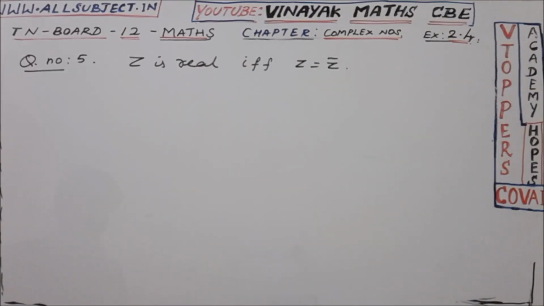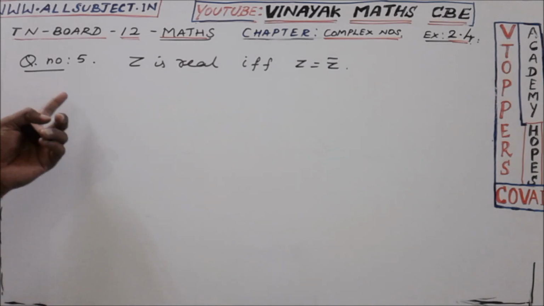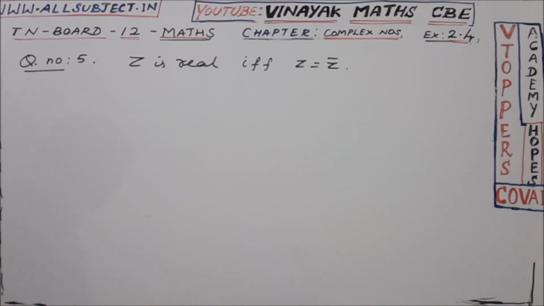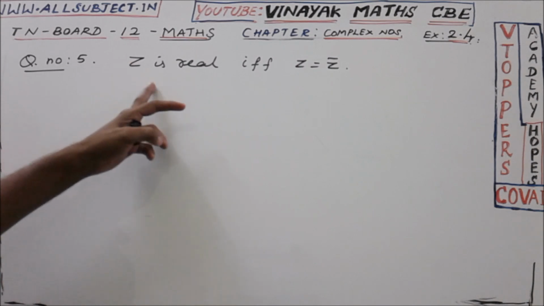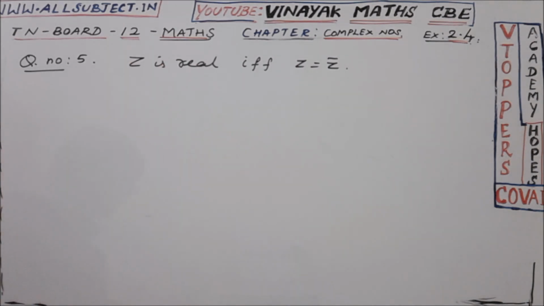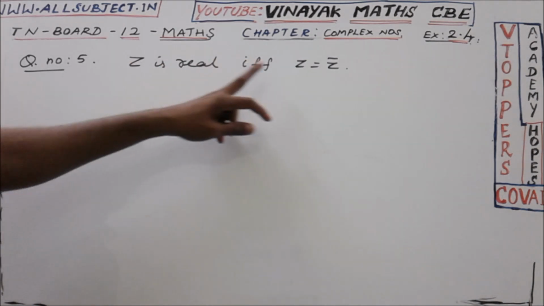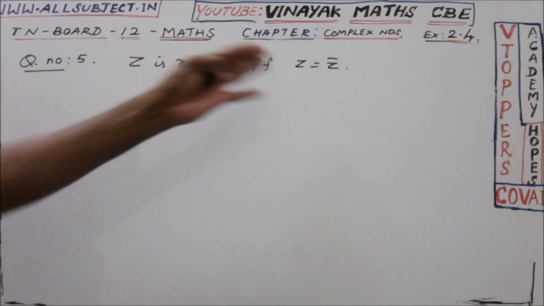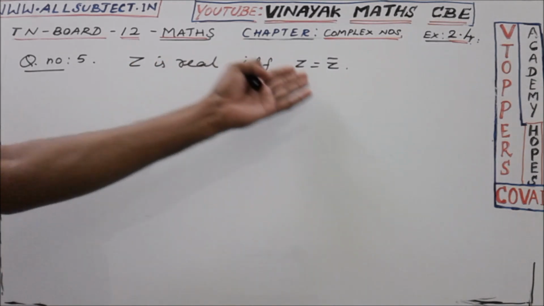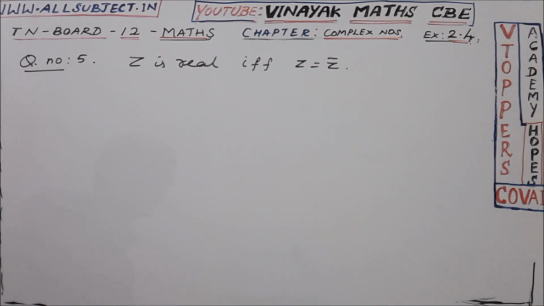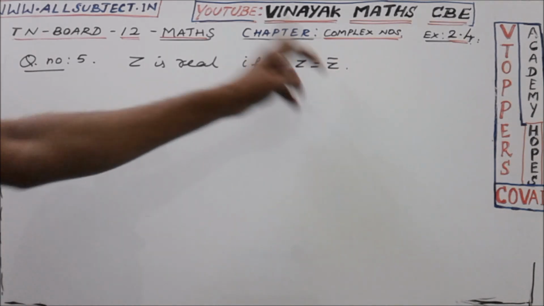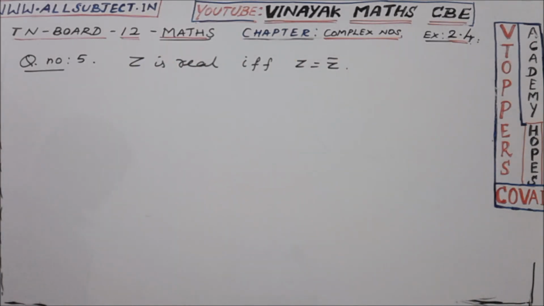Question number 5, exercise 2.4. Prove the following properties. If z is real if and only if z equal to z bar. That is an if-then statement. If z is real, then z equal to z bar we should prove. Or if z equal to z bar, we can show that z is real.